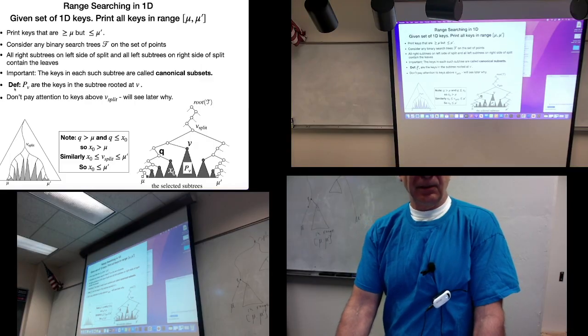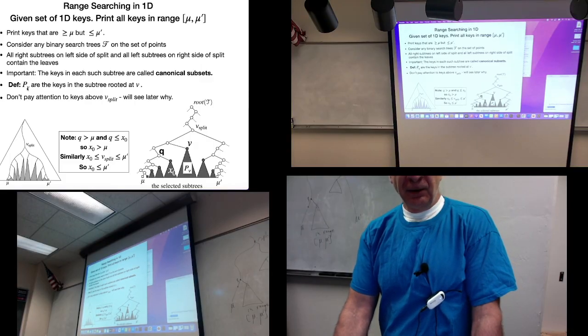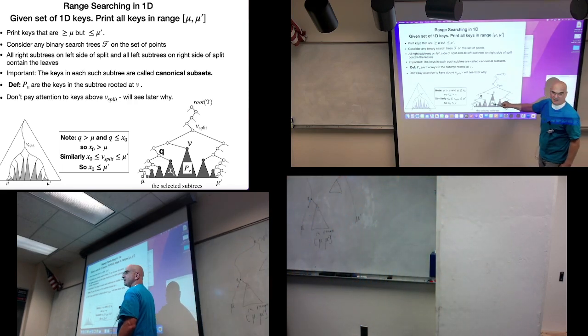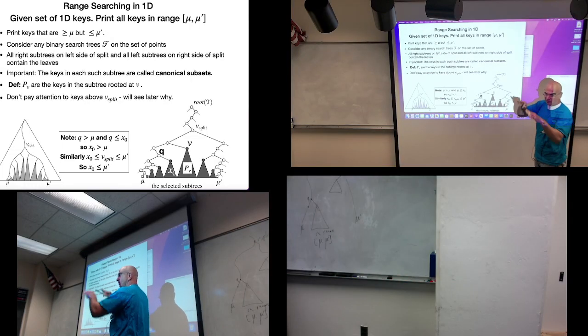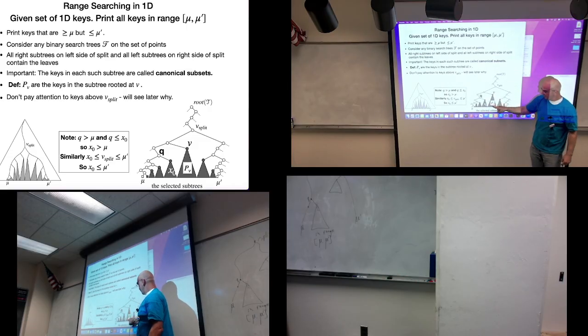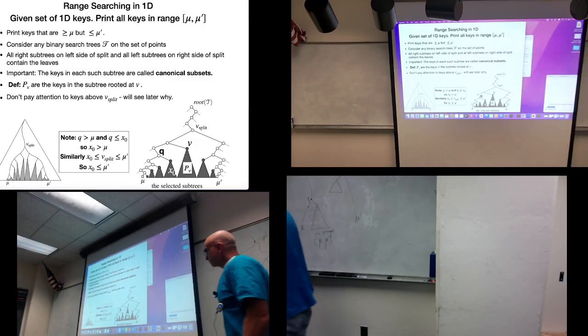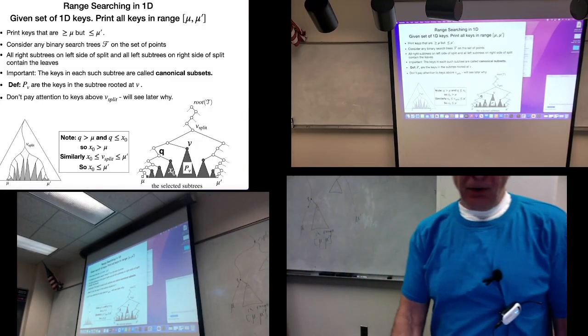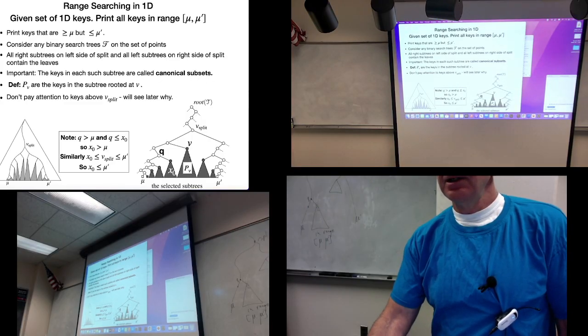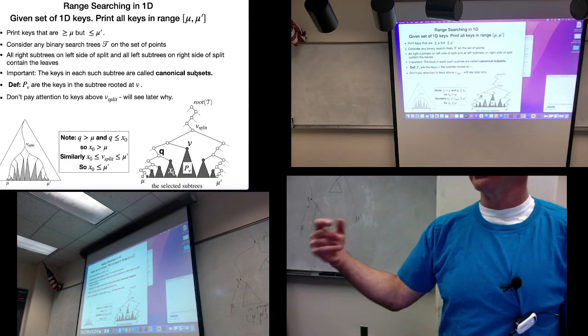And a few definitions that will help us in the future. For every node v, I will look at p sub v. Sometimes, just for font size, I'll write p parentheses v, which means the same thing. P sub v are all the keys, all the data points that are stored in this subtree. All the little points that are stored over here. Sometimes I'll call it the canonical subset of points. You see a lot of canonical subsets over here.